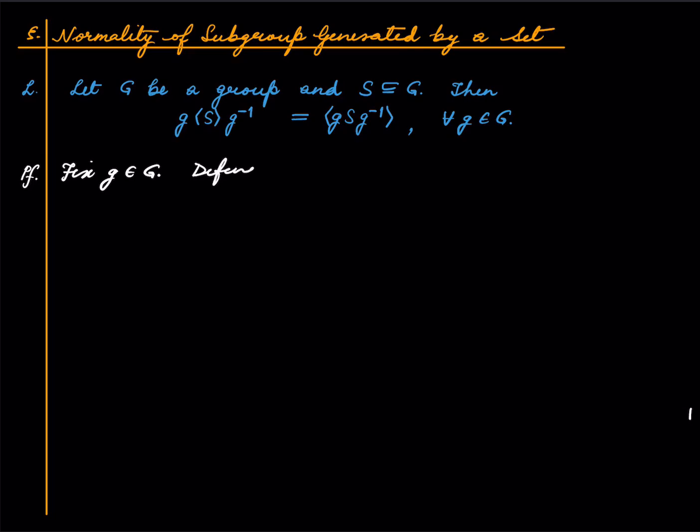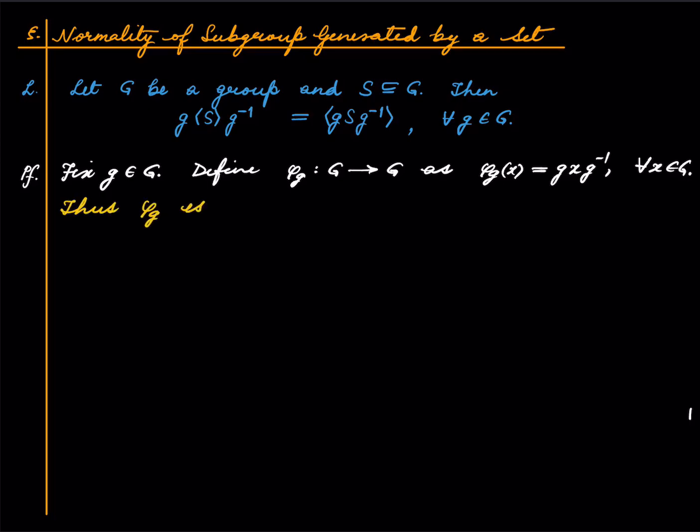So define phi sub g from G to G as phi g of x equals g x g inverse for all x. And by the exercise that I have star marked, we know that phi g is an isomorphism.